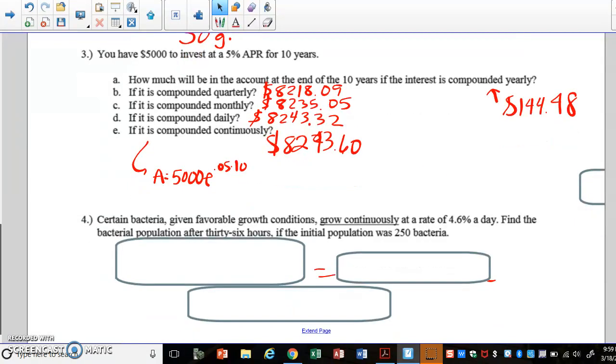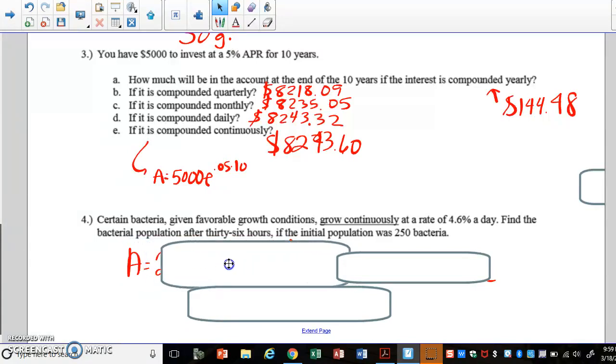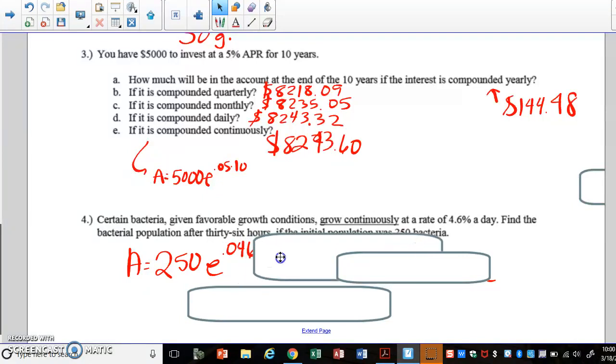Last example. So certain bacteria, given favorable growth conditions, grow continuously at a rate of 4.6% a day. Find the bacterial population after 36 hours if the initial population was 250 bacteria. Okay. So we start, A is equal to our initial, 250. Now it's growing continuously. So that's going to be our e, compounded continuously. e to the rate, 0.046, and I multiply that by my time.